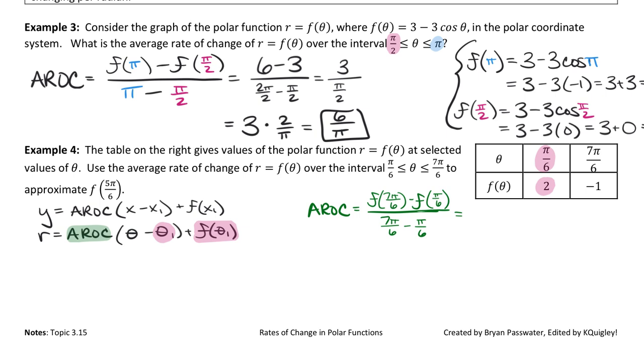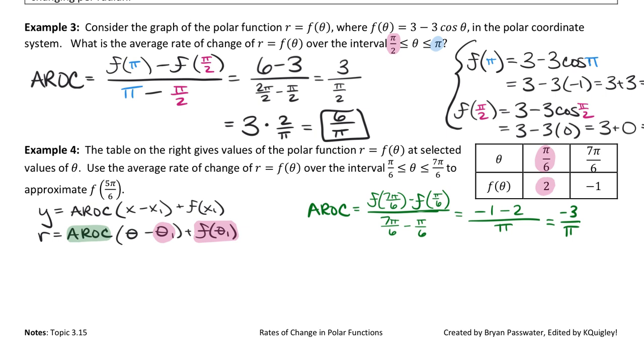What is f of 7 pi over 6? -1. That's from the table. What is f of pi over 6? 2. And then I need to subtract 7 pi over 6 minus 1 pi over 6. Can I subtract those already? Yeah, what is 7 minus 1? So the 6 pi over 6, what does that become? Pi. Okay, that's nice. So I have -1 minus 2 over pi. That's -3 over pi. We have our average rate of change.